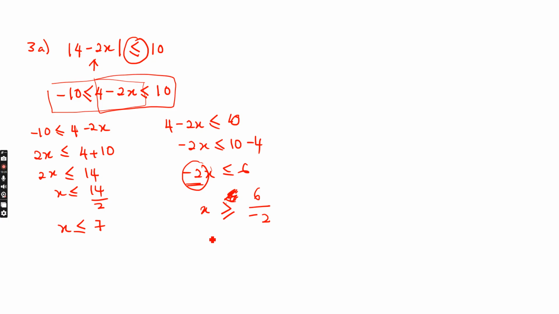6 divided by negative 2. So you're going to get 6 greater than negative 3. And now what you need to do is, of course you haven't finished yet, right? So you're going to use a straight line, and then you put the value of x that you have here, negative 3 and also 7.